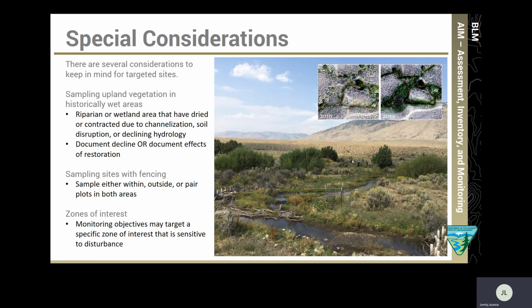Monitoring objectives may target a specific zone of interest within a larger wetland or riparian area that is sensitive to disturbance. In those cases, work closely with your BLM resource contacts to understand the specific zone that is being monitored.